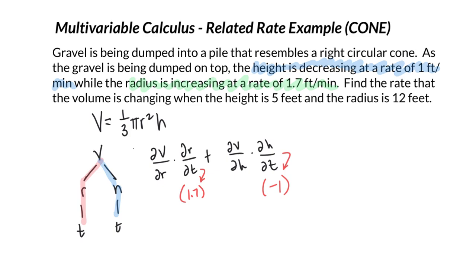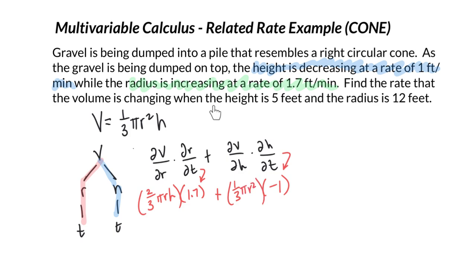Now, these other derivatives we have to calculate. So the derivative of volume with respect to the radius, meaning radius is my variable and height is simply treated as a constant, you bring the 2 out front, drop the power. We would have 2/3 pi r h. Now, the derivative of volume with respect to height, so height is our variable, and r is treated as a constant, would just be 1/3 pi r squared.